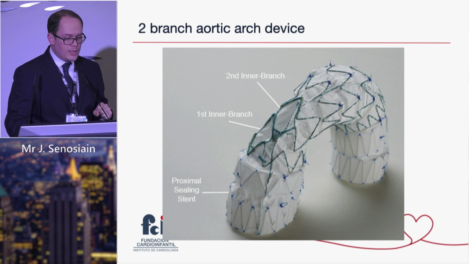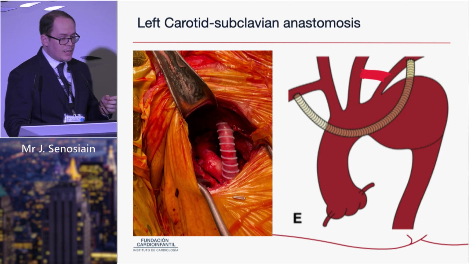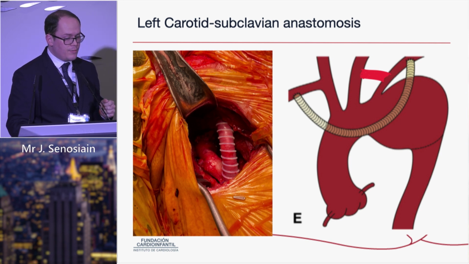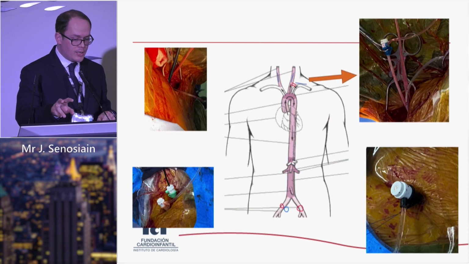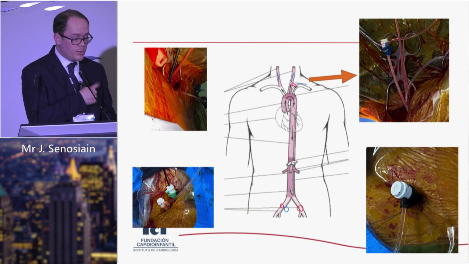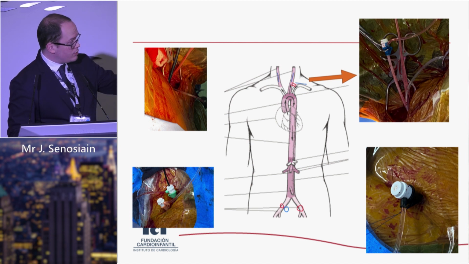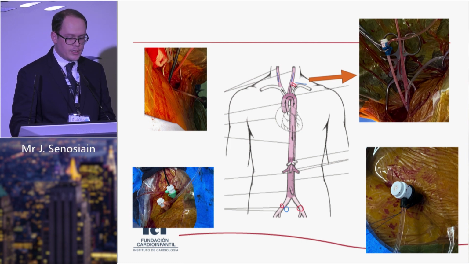So this was the device we were going to use for the procedure. It's a 2-branch aortic arch device. The first procedure we did was a left carotid to subclavian bypass. This is the photo of the surgery. After that, these are all the incisions we made. We did a right cervicotomy and left cervicotomy, just before we did the bypass I just told you about. And the pictures below are the access we got in the femoral arteries and vein.